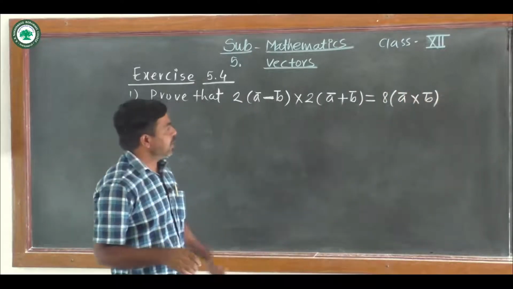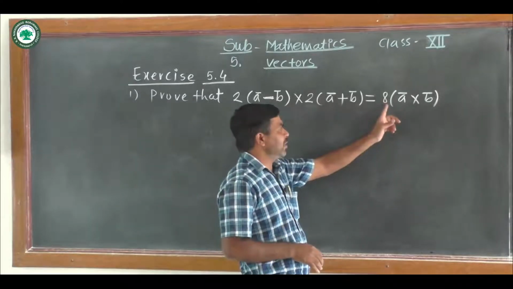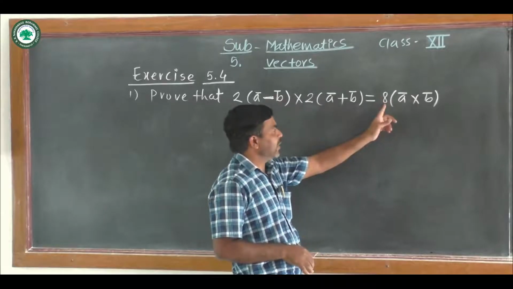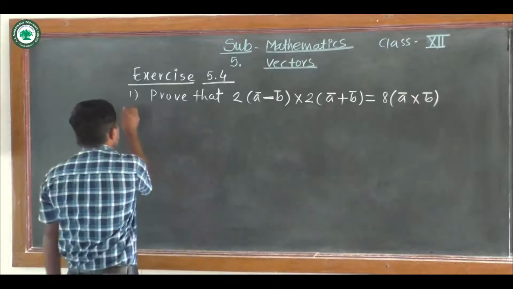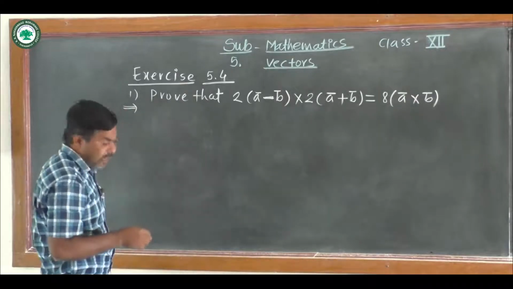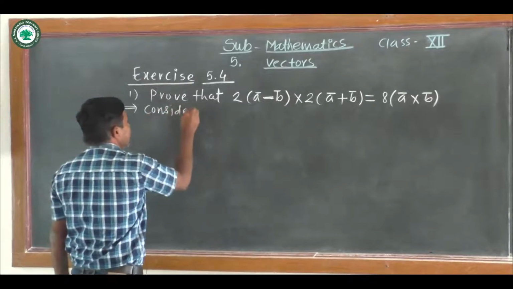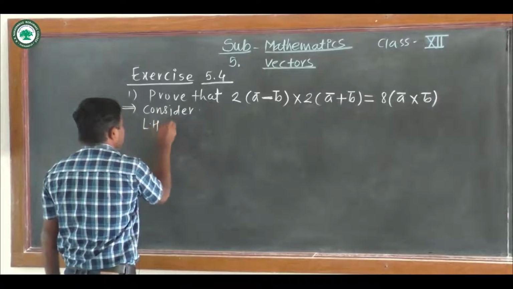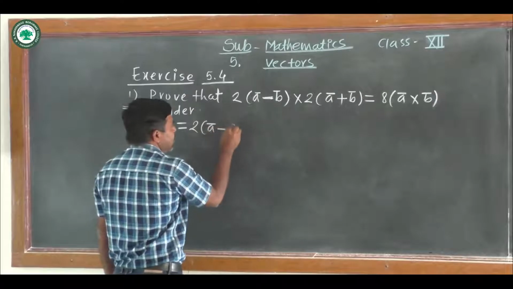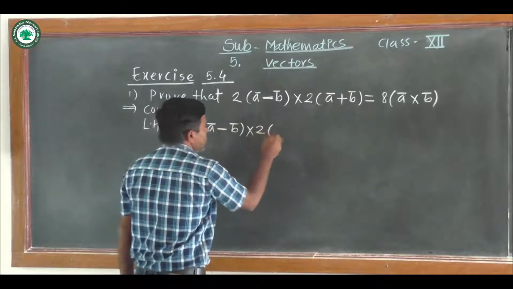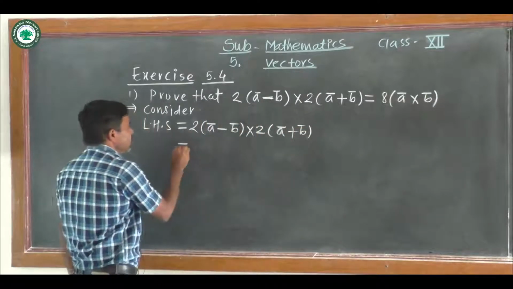Now in our textbook, here on the right hand side, 4 is given. I think it is a print mistake, so correct it as 8 into a bar cross b bar. Now to prove this one, first consider the left hand side, LHS. What is the left hand side? 2a̅ − b̅ cross 2a̅ + b̅. Again it is equal to.